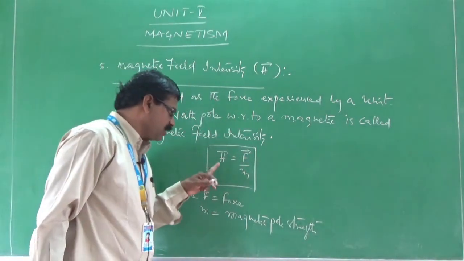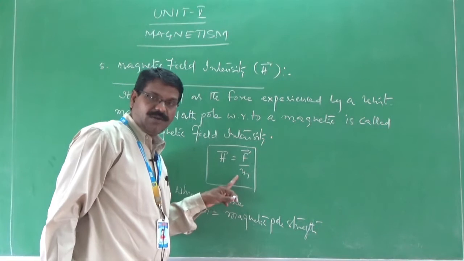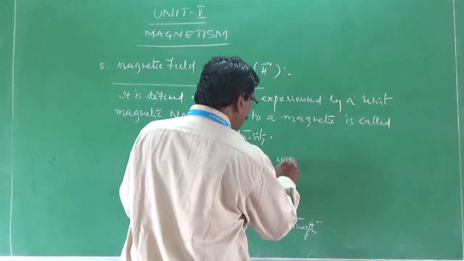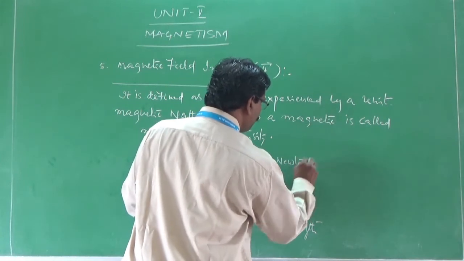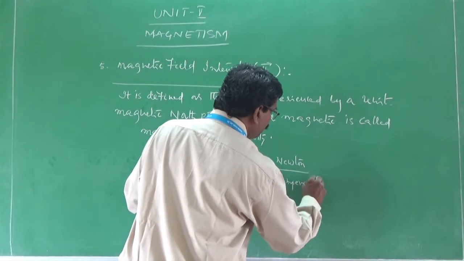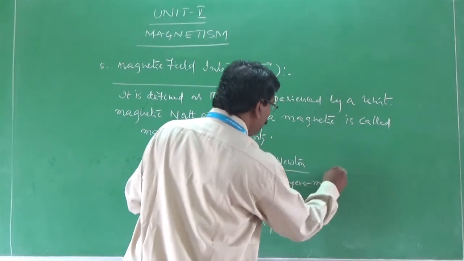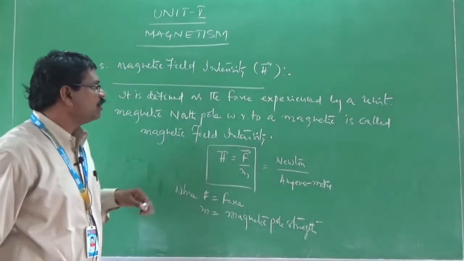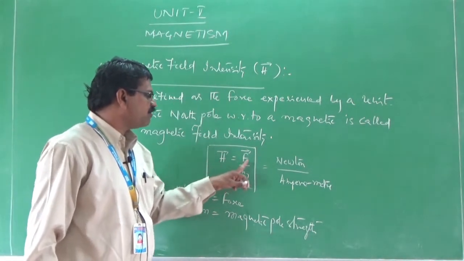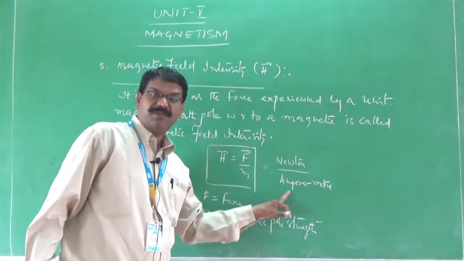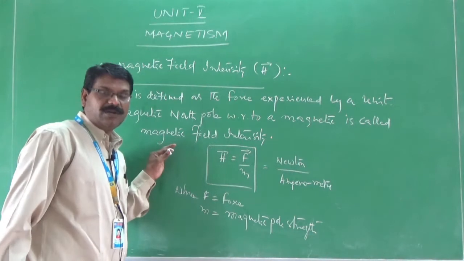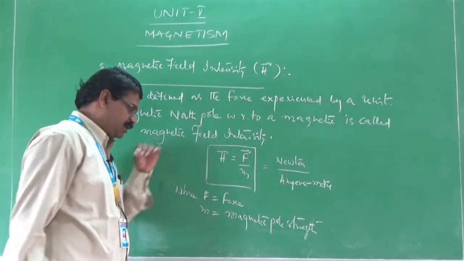Then how do we take the SI measurement here? My H bar is equal to F by M. We all know that F is measured in newtons. Therefore, I can write it as newton per ampere meter. This is the ultimate unit of magnetic field intensity. That H bar is equal to F bar by M, which is equal to newton per ampere meter. After computing this magnetic field intensity, now we are going to enter into magnetic permeability. Let us see this.